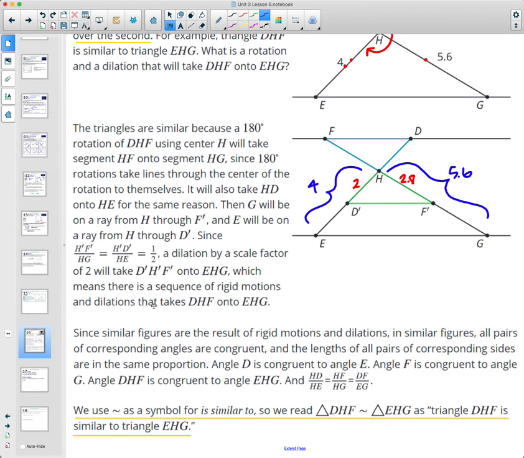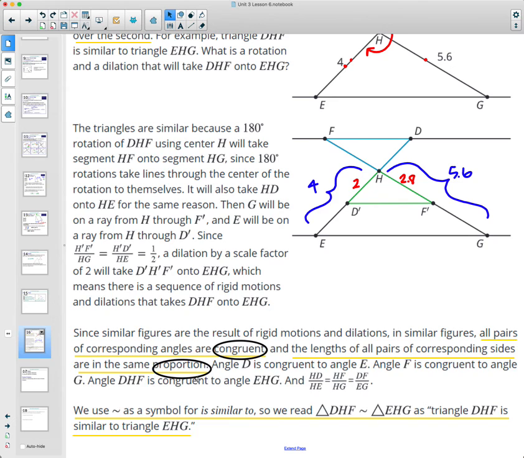So that's basically what this says in a lot more detail. You get that corresponding angles are congruent, and the lengths of opposite sides. If figures are similar, all the pairs of corresponding angles are congruent. That's a big thing. And the lengths of all the pairs of corresponding sides are in proportion, meaning they divide to the same number. So those are the two differences: corresponding angles are congruent, and sides are in the same proportion.